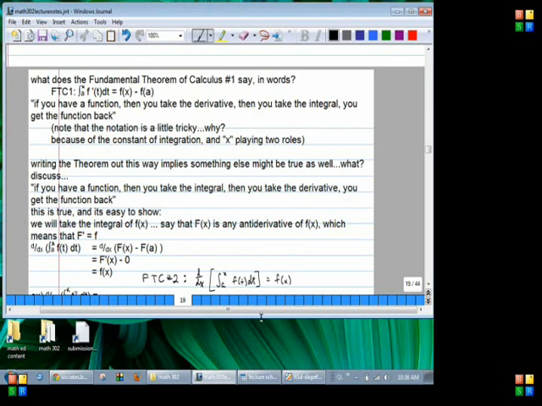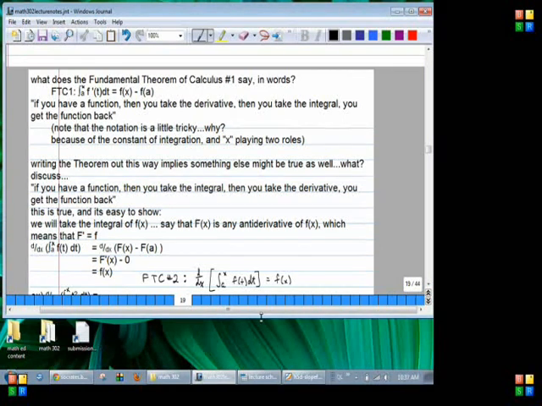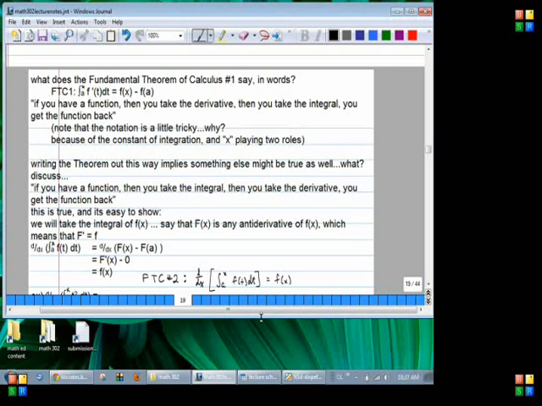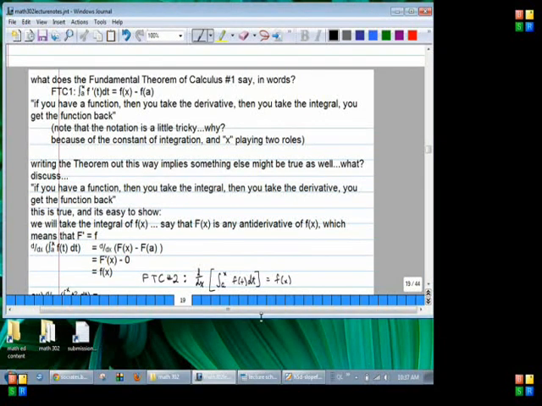So the Fundamental Theorem of Calculus has two parts, Part 1 and Part 2. There they are. And again, we've talked about why the notation is a little tricky, but the idea behind it is very easy to say. So what's the point? The point is, this actually helps us do problems really easily.